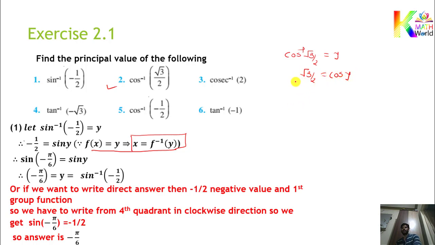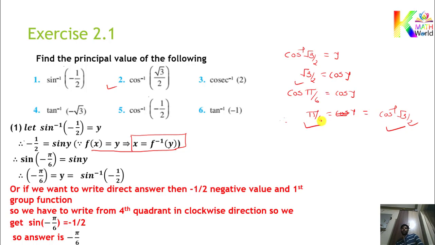Okay, what is the value of root 3 by 2 in terms of cos? Obviously a positive value, so first quadrant, cos 30 degree, that is our cos y. So we got pi by 6 equals y. And what is your y? Y is cos inverse root 3 by 2. So the answer is pi by 6 equals cos inverse root 3 by 2.